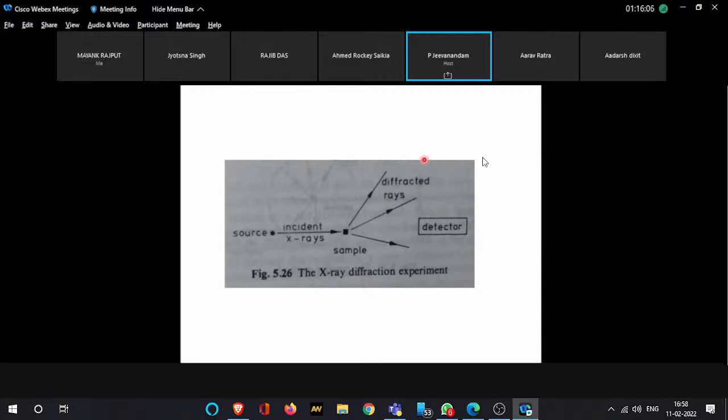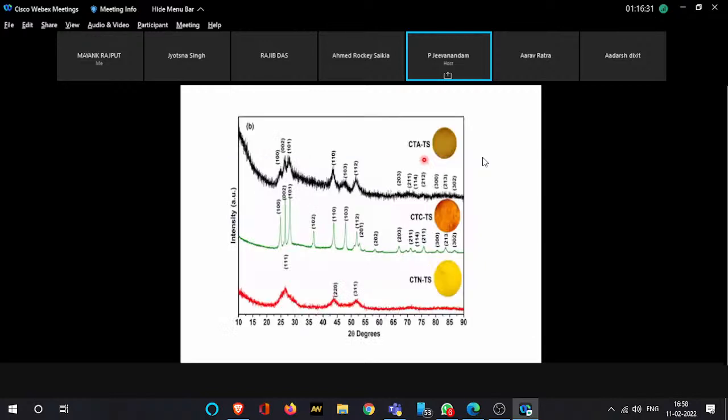When X-ray falls on an array of atoms or molecules, what will happen to the X-rays, that we will talk about in the next class. But today I just want to tell you, diffraction follows Bragg's law. Scattering will not follow Bragg's law. It's a very interesting concept. Of course, the scattering of light depends on the particle size, but that is again physics. We will not go into that.